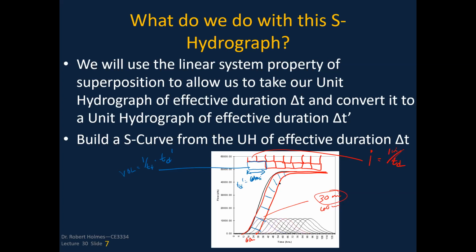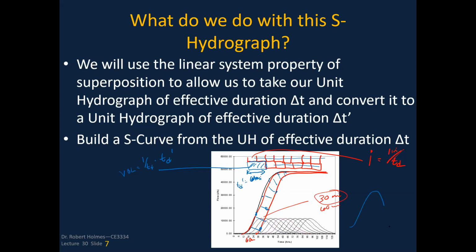Do you see that? Because these are lagged, if I take the difference between one S hydrograph, which is caused by this one, and the next S hydrograph, which is the same S hydrograph just lagged, the difference between these two is going to be this block in here. And that has a volume of 1 over T sub D times T sub D prime. And so I'm going to use that.